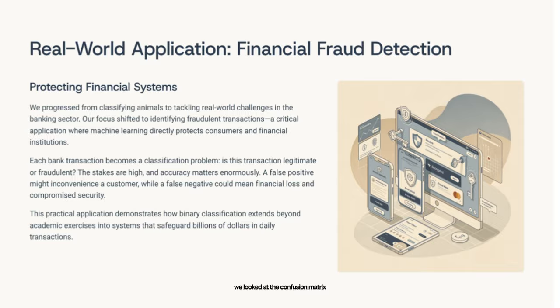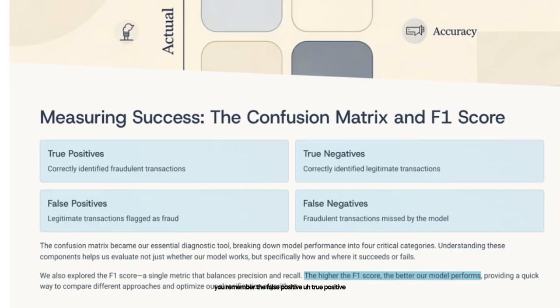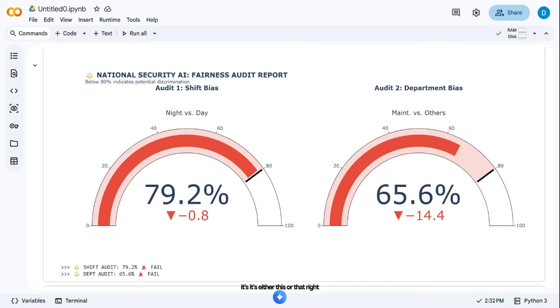We looked at the confusion matrix. Remember the false positive, true positive, false negative, true negatives, that confusion matrix. And we also looked at the F1 score. The higher, the better, right? And then we classified: is this crop field healthy or unhealthy, right? It is either this or that, right?